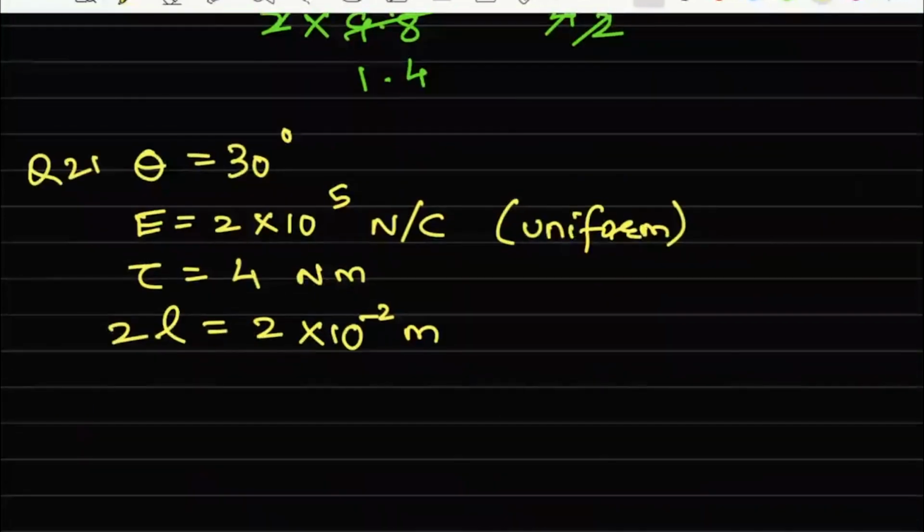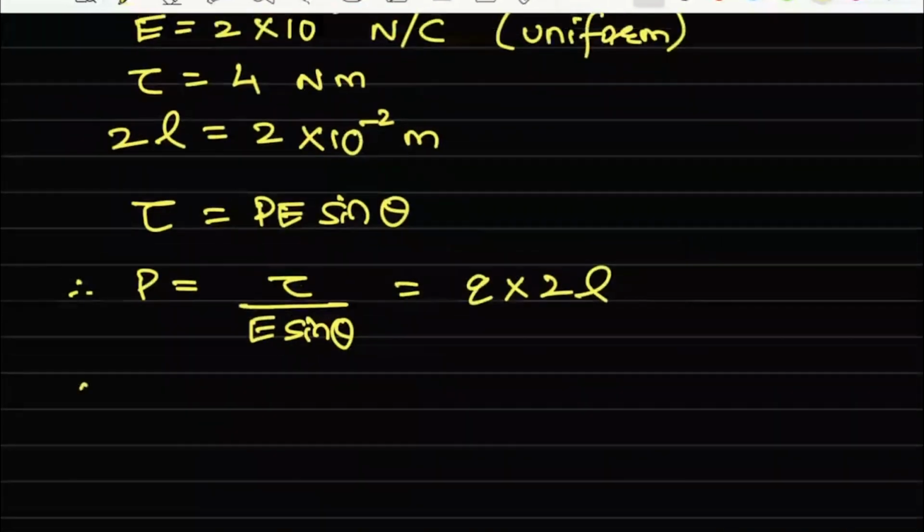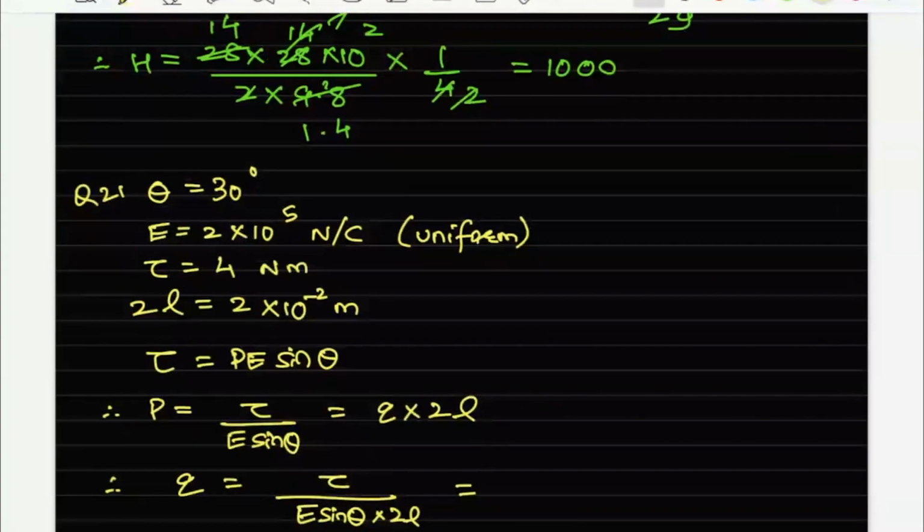So we can just use the formula for torque. Torque experienced by a dipole in a uniform electric field is PE sine theta. So we can get P, which is tau upon E sine theta, and tau and E and theta are given to us, and P is nothing but Q times 2L. So what we want here is Q, charge. So it's going to be tau upon E sine theta into 2L. So that's it. Very simple substitution question.